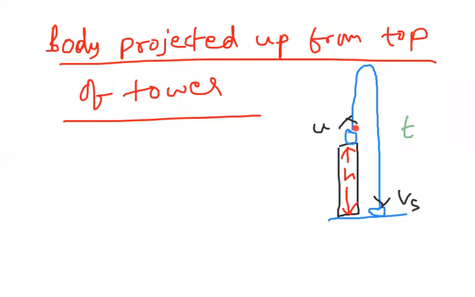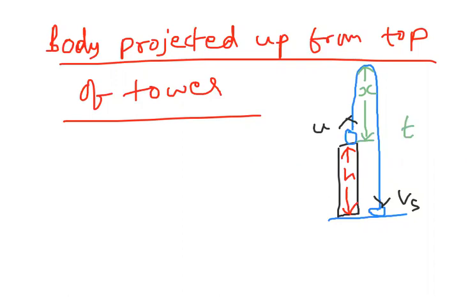For the journey: this is the projection point. It reaches the maximum height, where the velocity is 0. Again it comes down and reaches the ground. The total time taken for the journey is small t. Let us take the distance from here to here as x. At the maximum height point, the velocity is equal to 0, so the body comes down.